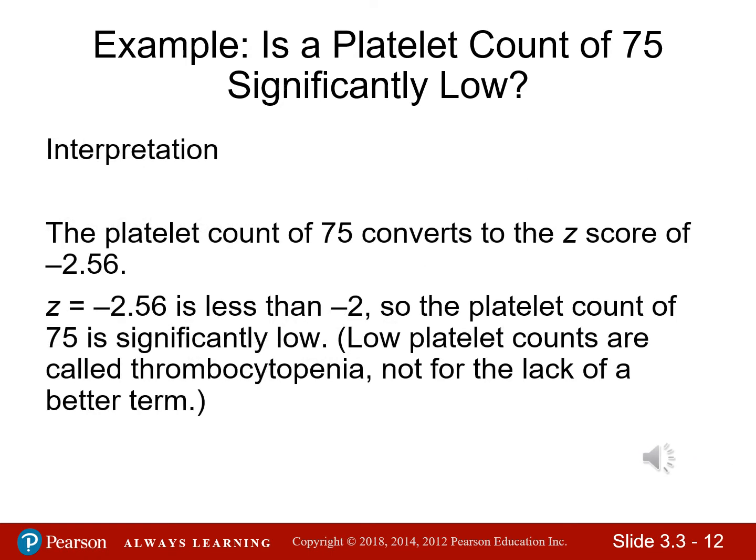The platelet count of 75 converts to the z-score of -2.56. That is to say, this platelet count is 2.56 standard deviations below the mean platelet count. So we would say in this case that the platelet count of 75 is significantly low.